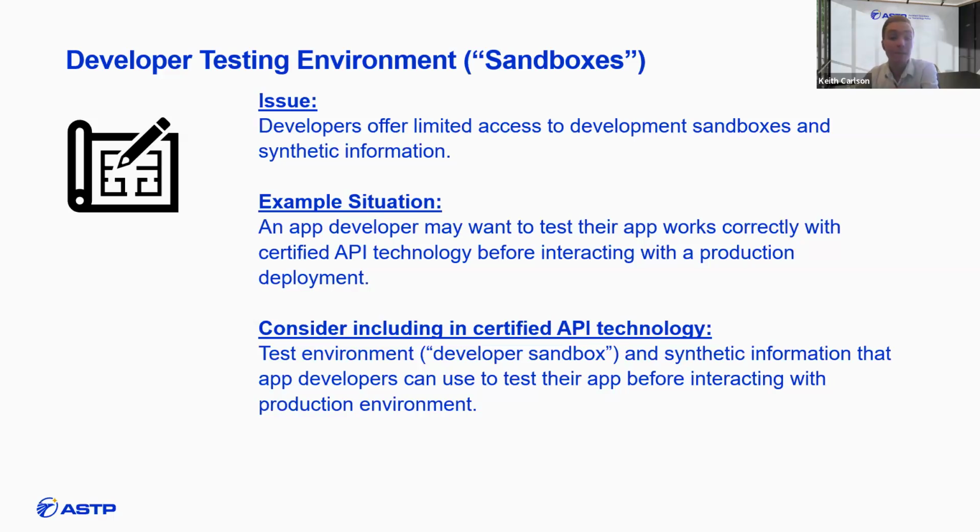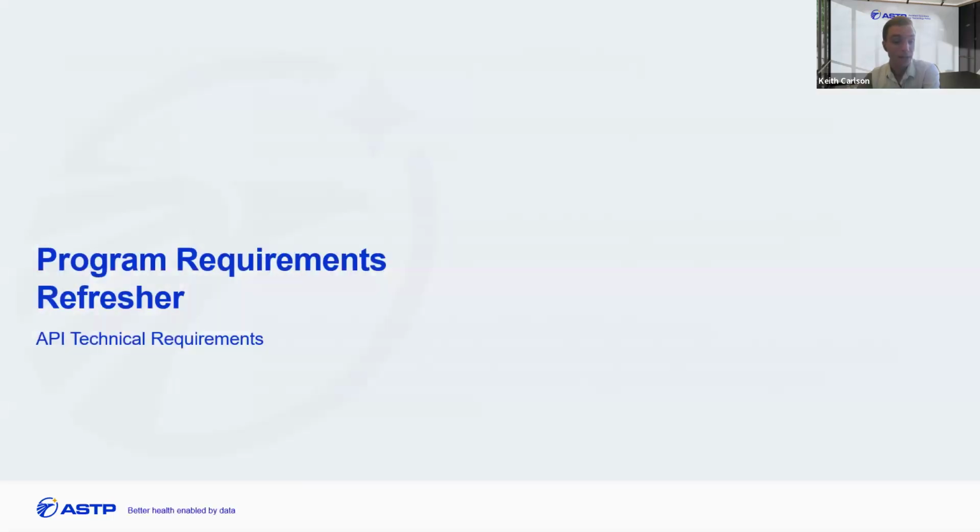We certainly want to emphasize that our conditions and maintenance of certification requirements at 404 require that certified API developers provide all necessary support for an app to be able to connect and be used for production use. We encourage this to include sandboxes. They're not specifically mentioned in regulation, but we would certainly encourage supporting third-party app developers being able to test with your certified API technology before deploying into a production environment. So that was a whirlwind of stuff. Appreciate people bearing with me. I'll go to the next slide and pass it off to Scott.